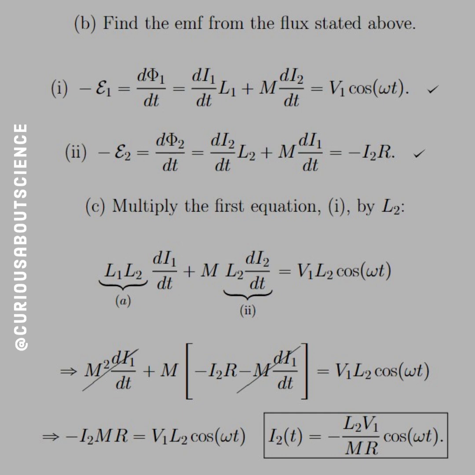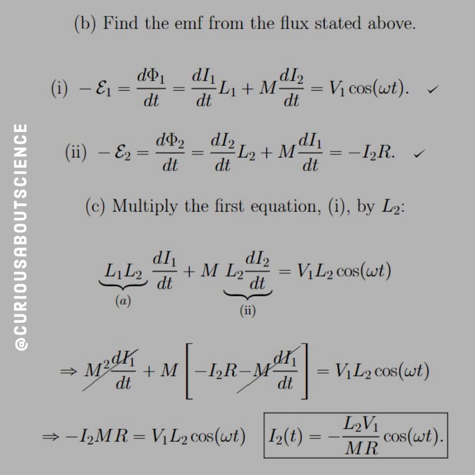So what we can do now is substitute in the results from part A. We know that the product of L1 and L2 is M squared, and we found L2 di2/dt in equation 2. So it's just a matter of substituting in what we have. Welcome to circuits, welcome to physics. It does get messy, so be very careful.